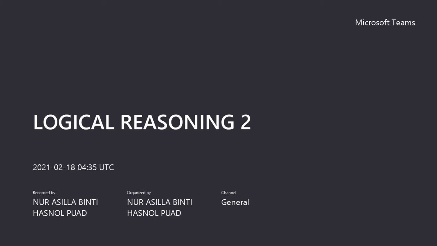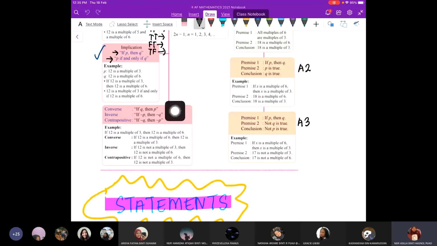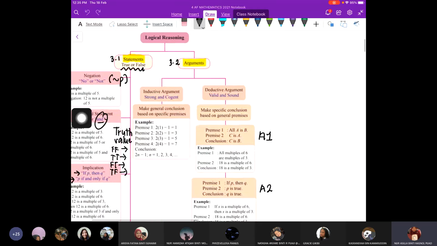Okay, let's look at our concept map. So we have covered understatement, we have covered negation, compound statement, and implication. Today we're going to cover this last subtopic, which is converse, inverse, and contrapositive. After that, I'm going to continue with arguments.